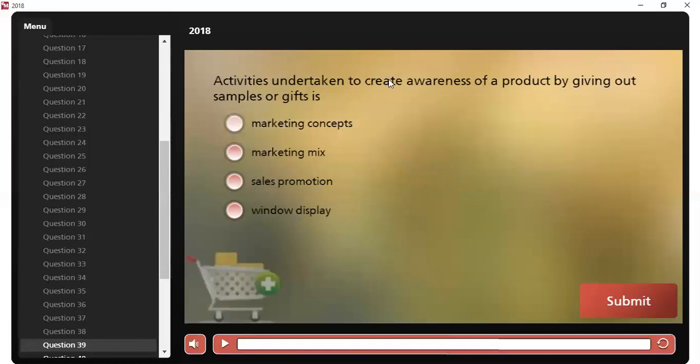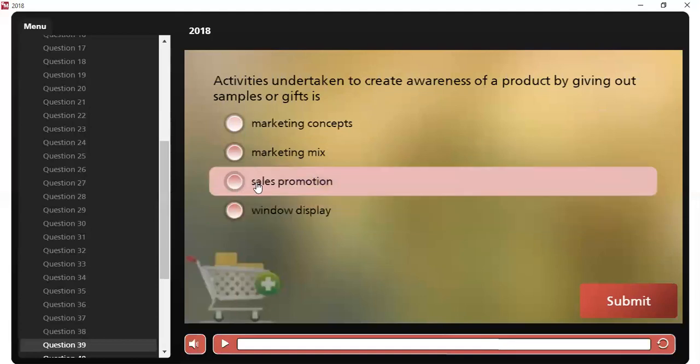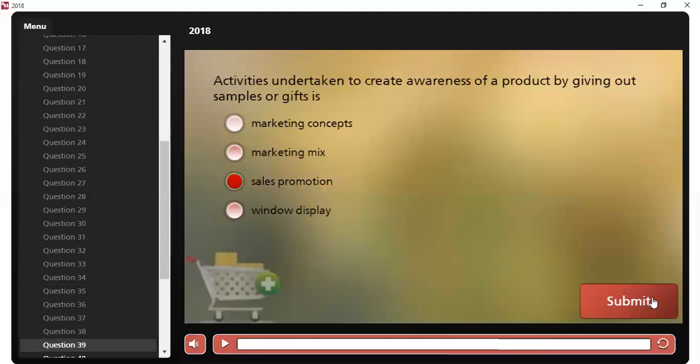Activities undertaken to create awareness of a product by giving out samples or gifts is A. Marketing concepts, marketing mix, sales promotion, window display. Now, among these, which of them is the right answer? It is sales promotion. So sales promotion is activities undertaken to create awareness of a product by giving out samples or gifts.